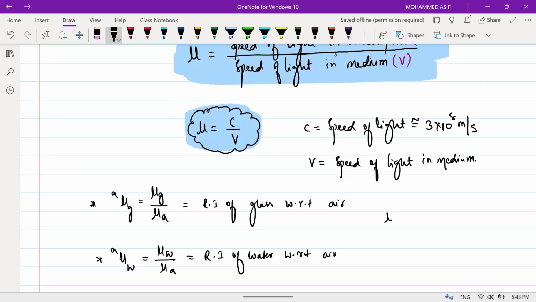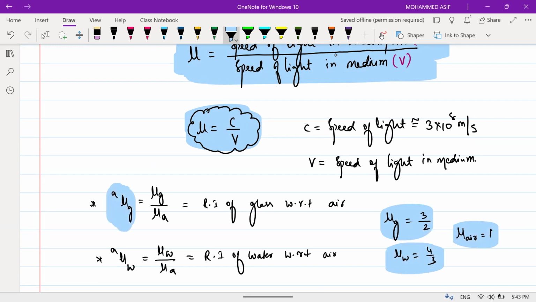You always need to remember, the refractive index of glass is 3 by 2 constant. Refractive index of water is 4 by 3 constant. Refractive index of air is 1. These are the values you need to learn by heart, beta, just like a second table. Refractive index of glass 3 by 2. Refractive index of water 4 by 3. Refractive index of air 1. So how do you read this one, beta? Refractive index of glass with respect to air.